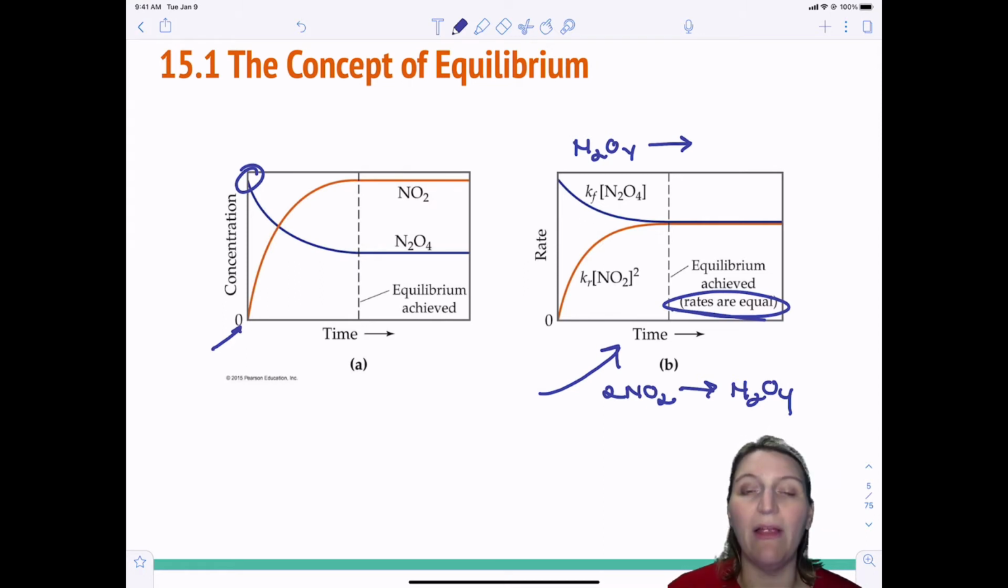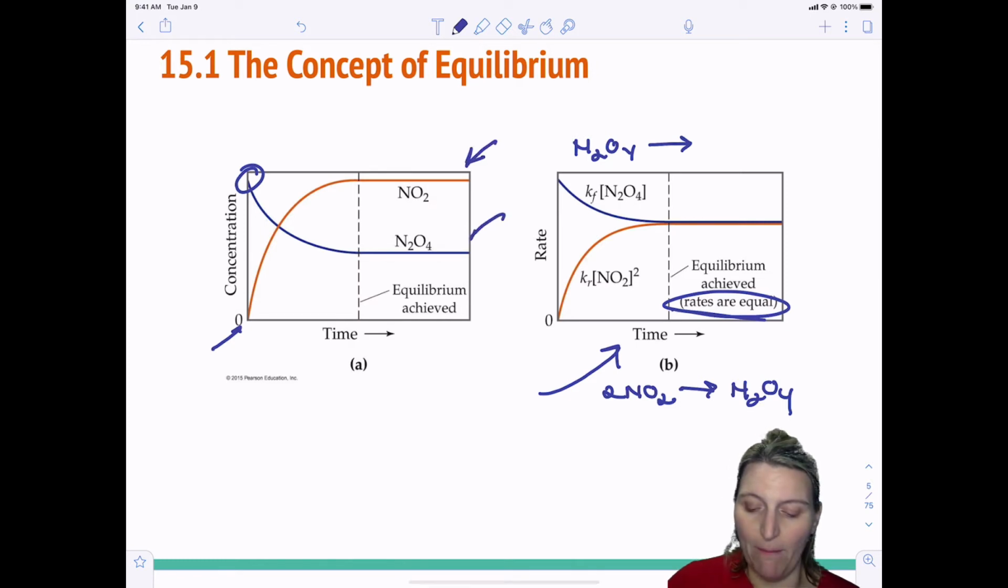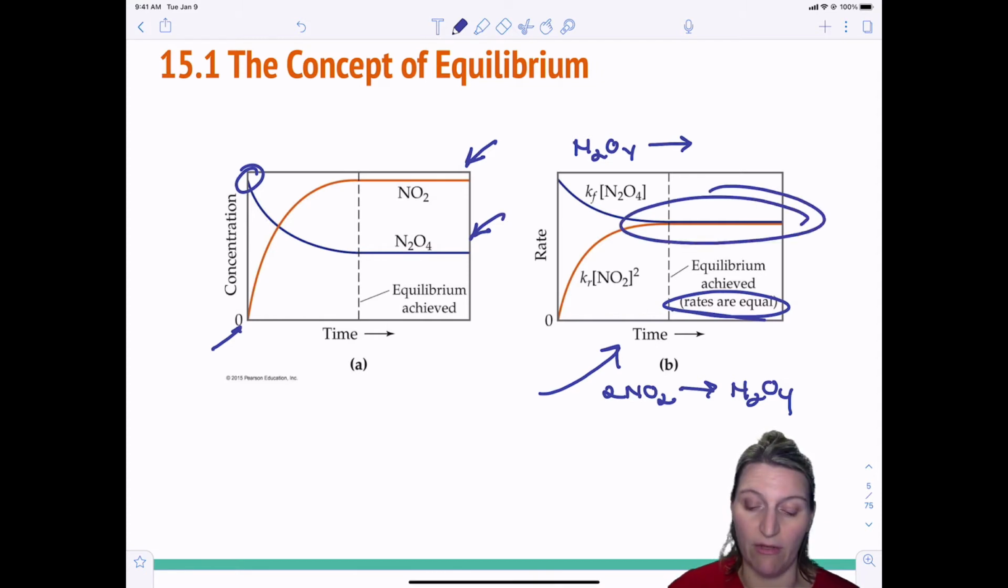That's what's equal at equilibrium. So it's not equal amounts. You can see over here when amounts is the y-axis, it's not equal amounts of each, it's that the rate forward and the rate reversed are the same.